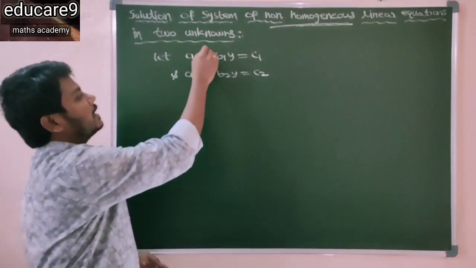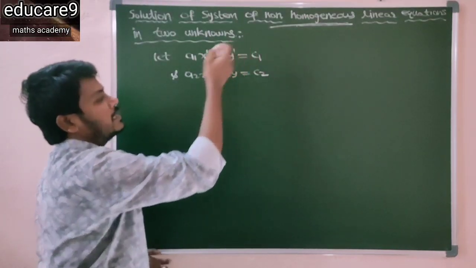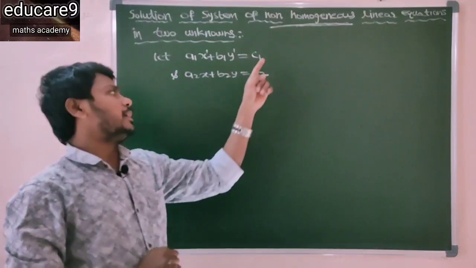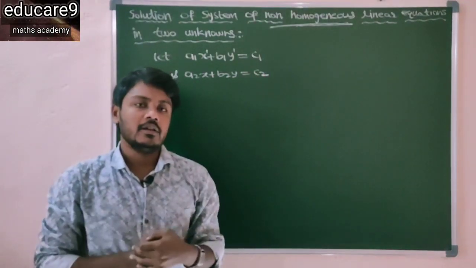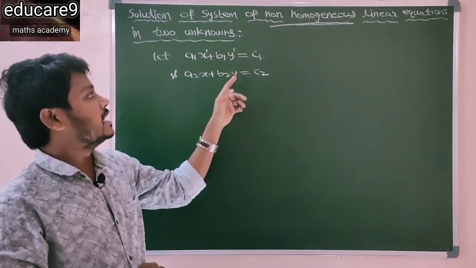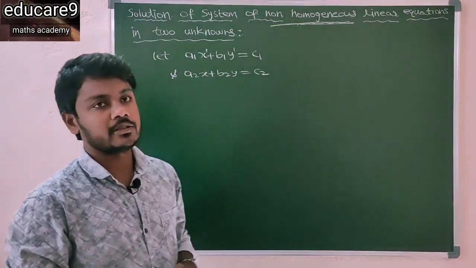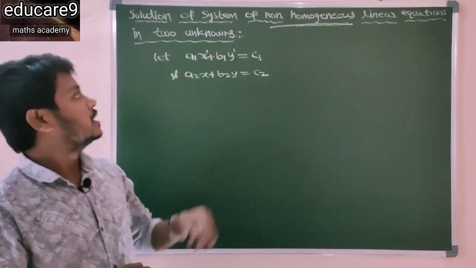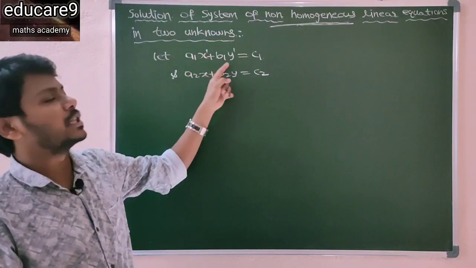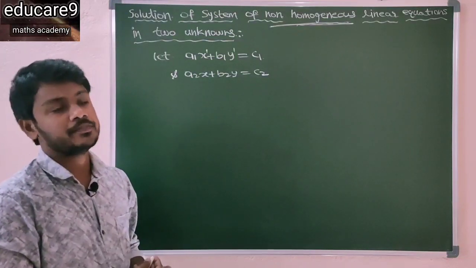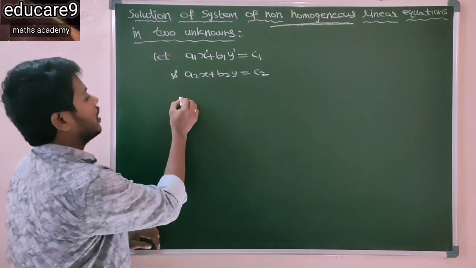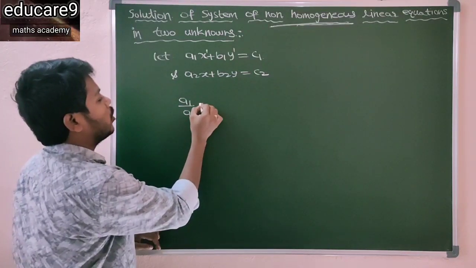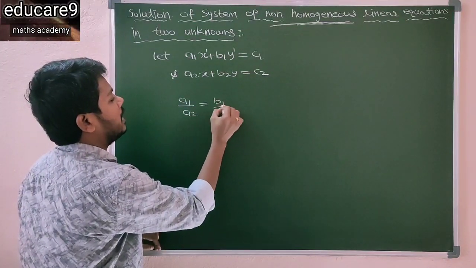Clearly here the degree is 1, degree 1, degree 0. Here also degree 1, degree 1, degree 0. These two equations do not have the same degree, so they are non-homogeneous. The degree is 1, so they are linear equations. There are two unknowns, x and y. So, for example, consider the case a1 by a2 is equal to b1 by b2.